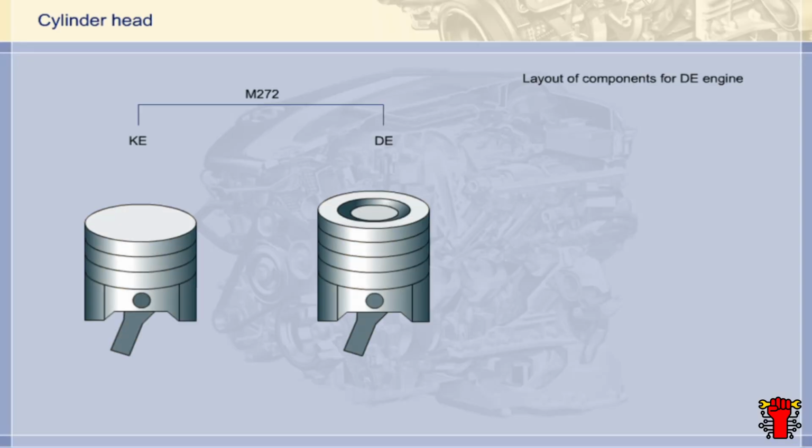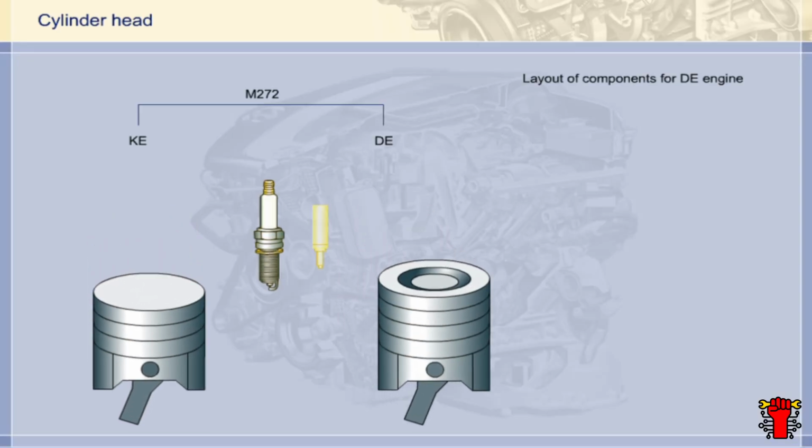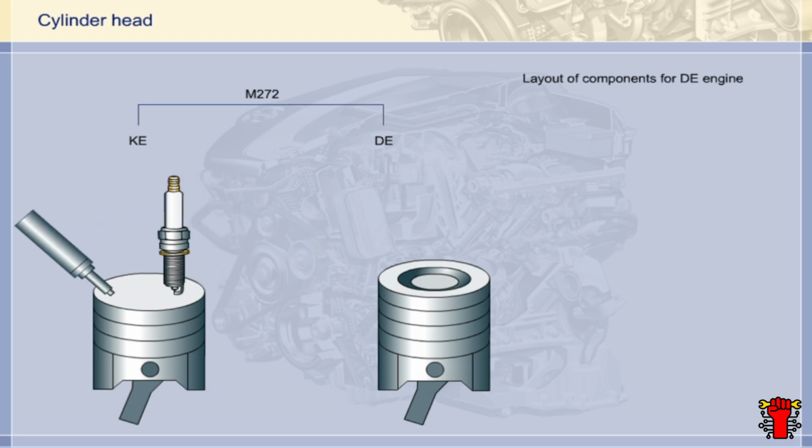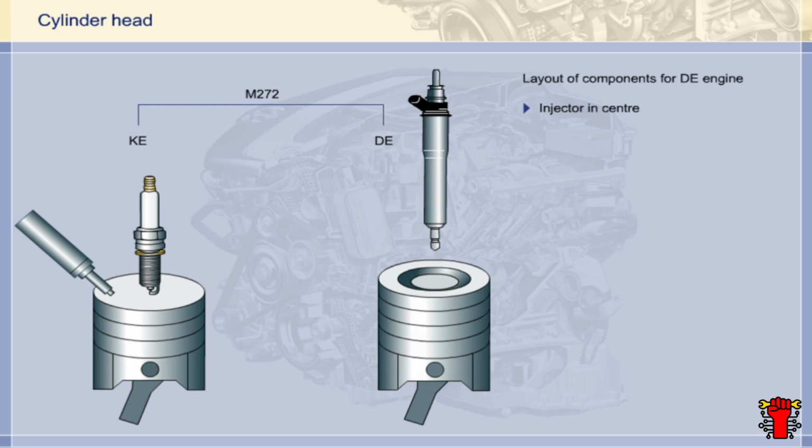The layout of the components in the cylinder head is also different. On the KE engine, the spark plug is positioned centrally in the cylinder, whilst the injector is on the side. On the DE engine, the center position is occupied by the injector. This benefits the new spray-guided combustion process. The spark plug has been moved to the exhaust side and is installed at an angle so that the spark plug's overhead electrode is immersed precisely into the edge of the injection spray cone.